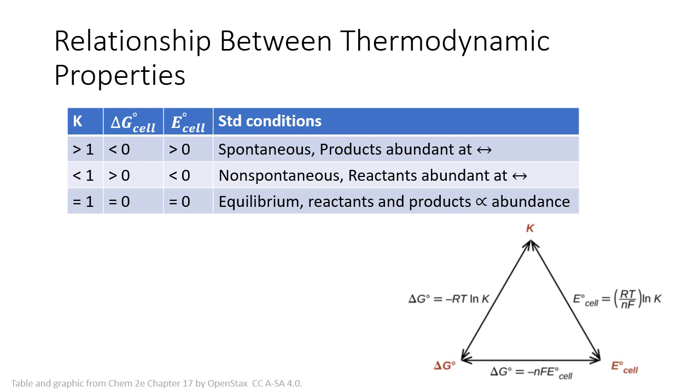And if K is 1, then delta G is 0, because delta G is 0 at equilibrium and K is 1 at equilibrium. E cell will also be equal to 0. So at equilibrium, reactants and products are in equal abundance. We already knew that, but now we have another way of knowing that.